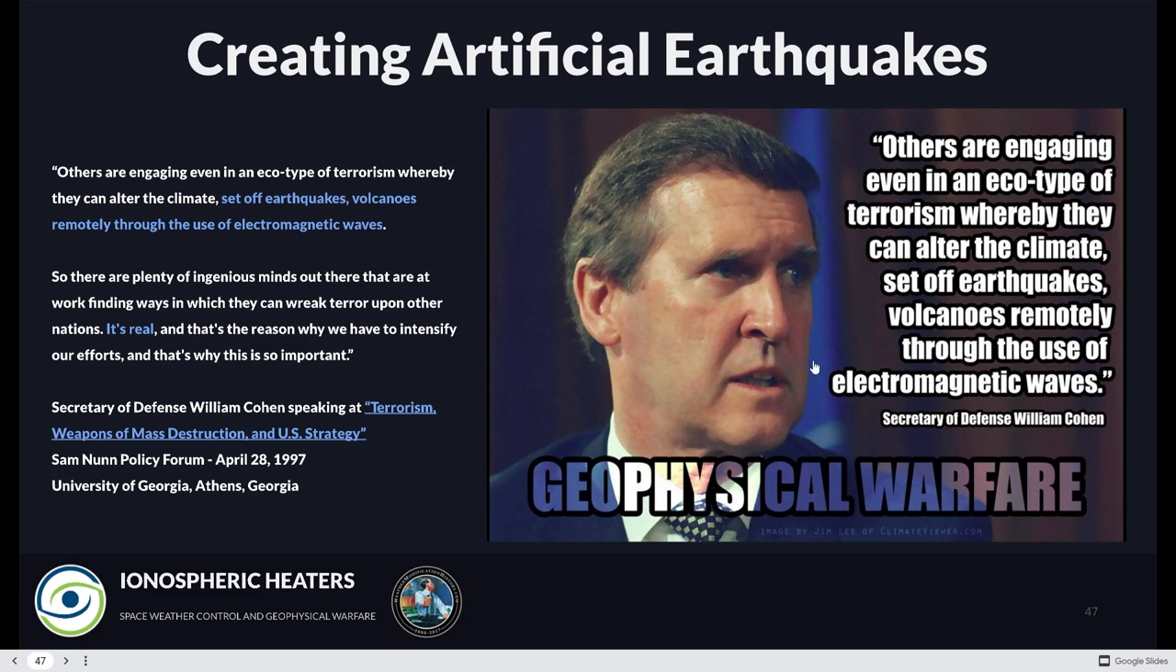And I actually created this infographic many years ago, and it's on every single website I've ever seen. I just took his photo and put the quote next to it, and I had a different, I think it said, like, weather warfare or something like that down at the bottom, but I updated it. Regardless, you've probably seen this image everywhere. I made it a long time ago.